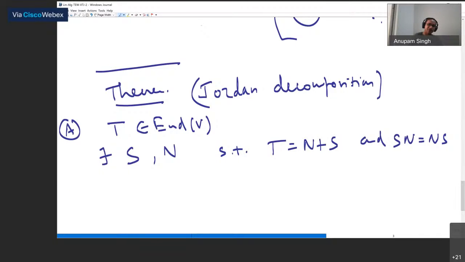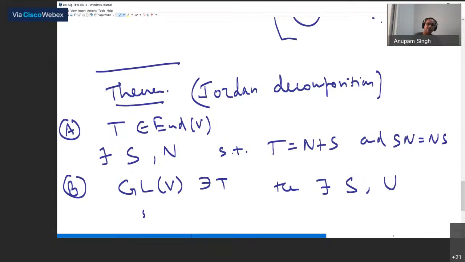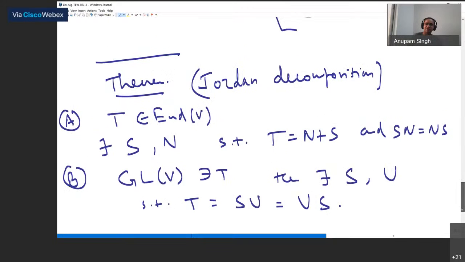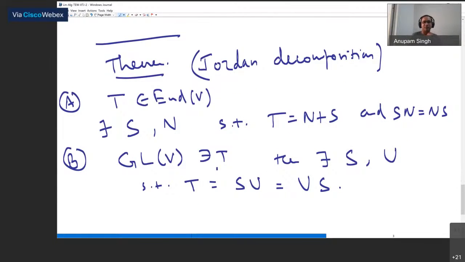And then we had the multiplicative version, where for any transformation which is invertible, so if I take T in GL(V), then there exists a diagonalizable S and a unipotent U, such that I can write T as S times U, and they will also commute. So this is the same as U times S, right? So this says that the kinds of matrices we have looked at above, diagonalizable and nilpotent and unipotent, are good enough. They can give rise to all matrices basically.